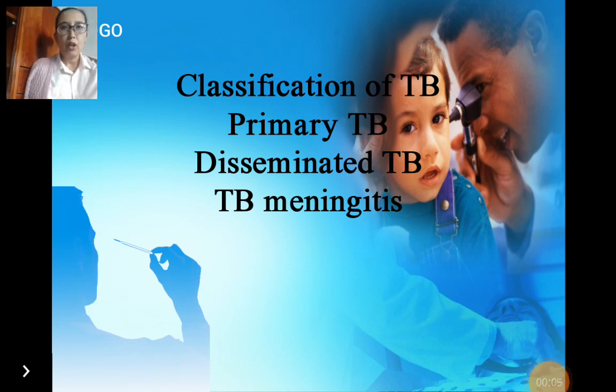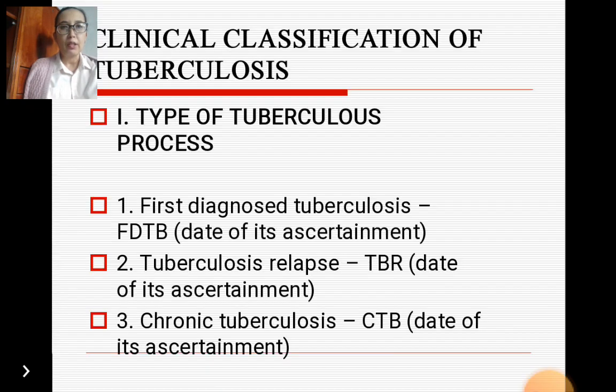Today our second lecture, and today we will talk with you about classification of tuberculosis, primary tuberculosis, disseminated tuberculosis, and tuberculosis meningitis. What about clinical classification of tuberculosis? Firstly, we must identify the type of tuberculosis process. It may be first diagnosed tuberculosis, it may be tuberculosis relapse, or it may be chronic tuberculosis.